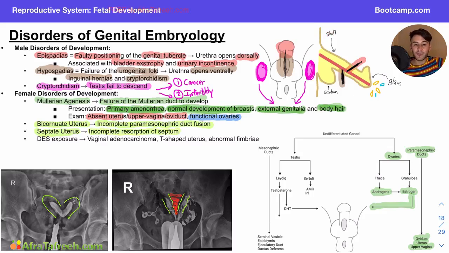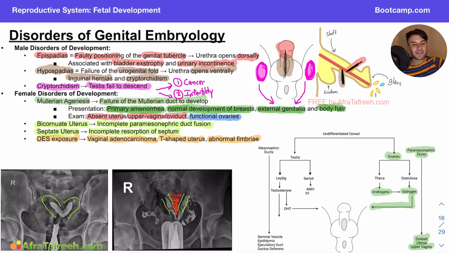One more pathology that I want to mention is going to be DES exposure, and this is going to be specific to babies in utero. So this is going to affect female children in utero whose mothers are taking DES, and DES is a drug that is going to lead to vaginal adenocarcinoma in the future for that fetus, as well as a T-shaped uterus and abnormal fimbriae, so their fallopian tubes are not going to be able to scoop up that egg appropriately, so these patients are going to deal with infertility. And for this reason, we don't give DES to pregnant mothers anymore, because we're going to lead to these types of effects in their female fetuses.